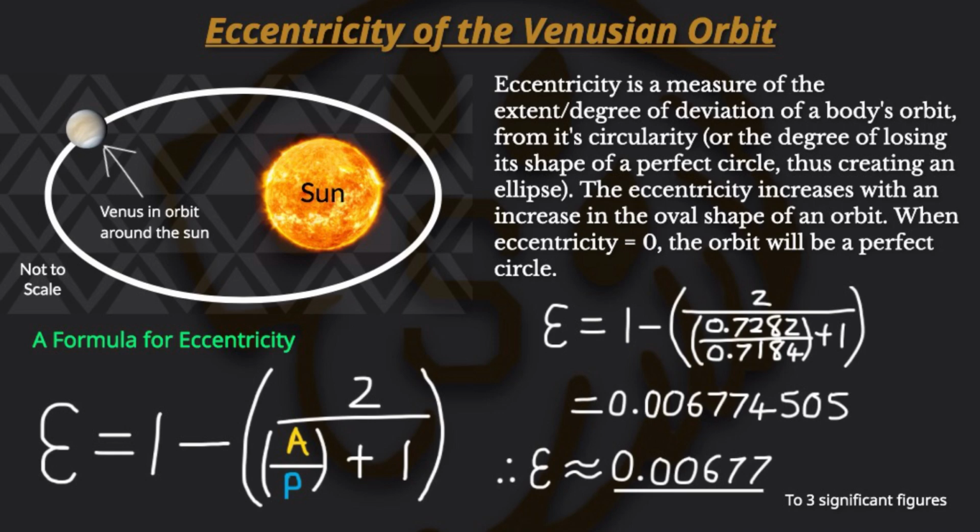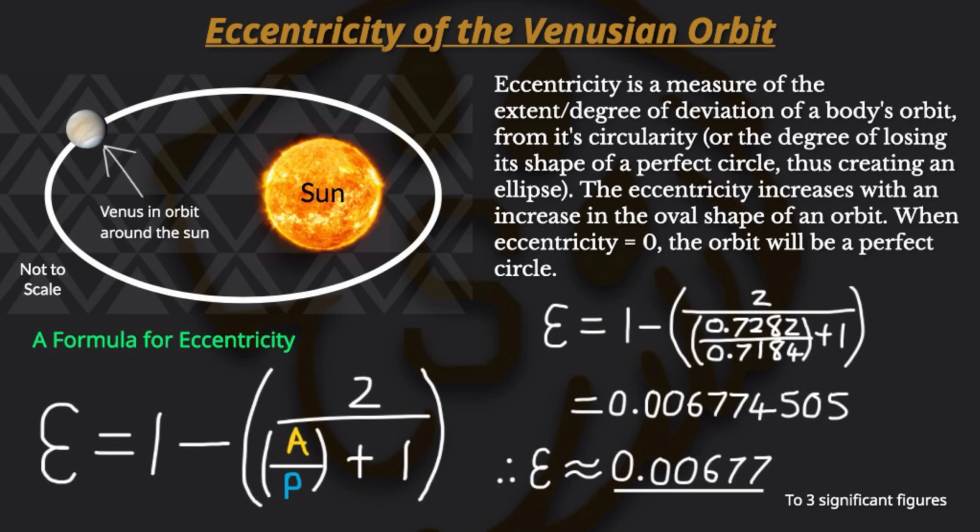The deviation is greater than the actual deviation. If you look at the orbit of Venus, it's close to a circular shape. It's not that close to an oval shape. The eccentricity increases with an increase in the oval shape of an orbit. So it's how much it loses its circularity and how much of an oval shape is being created by the path. When eccentricity is equal to 0, the orbit will be a perfect circle, and that is proved by the equation that you see here.